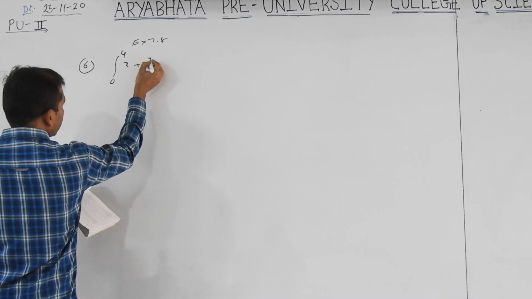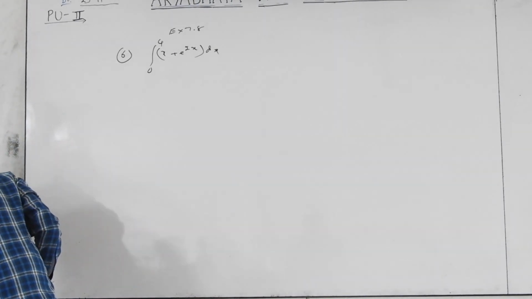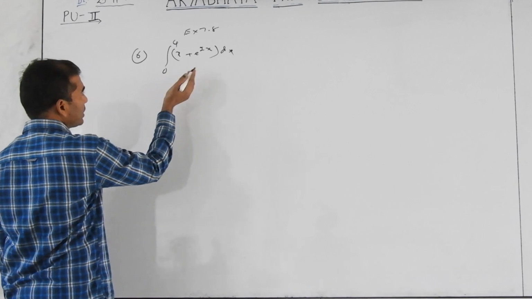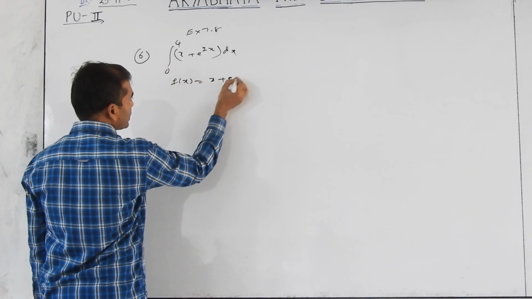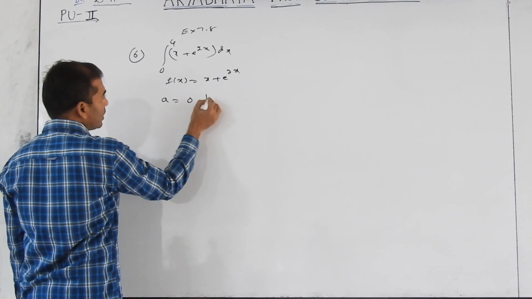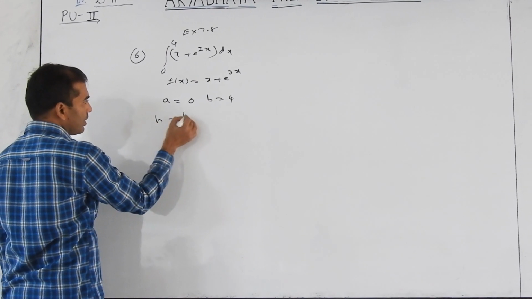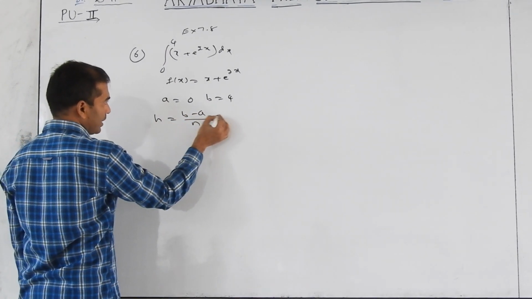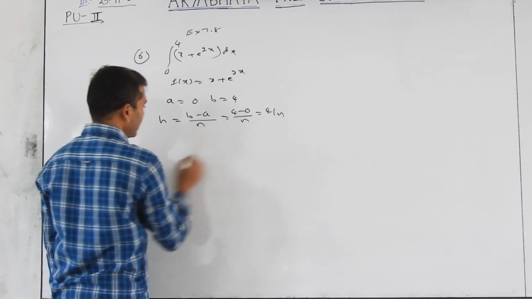Integral of x plus e power 2x dx. Find the integral by using limit as a sum. f of x is equal to x plus e power 2x. Lower limit a is 0, upper limit b is 4. h is equal to (b minus a) by n, which is 4 minus 0 by n, equal to 4 by n.